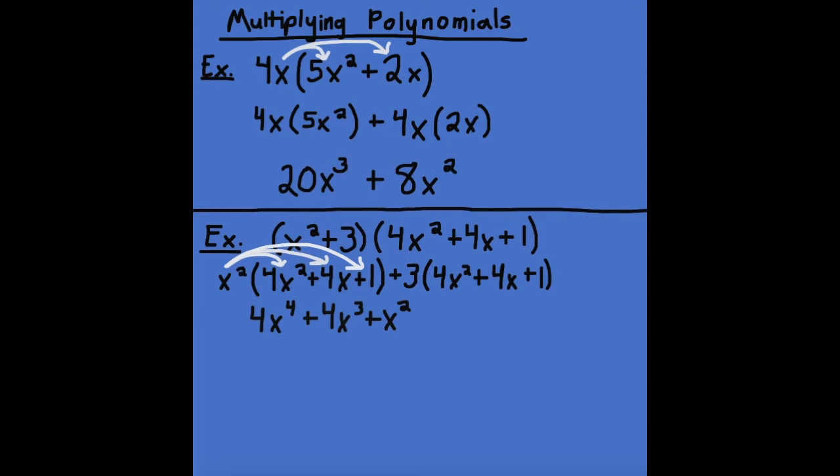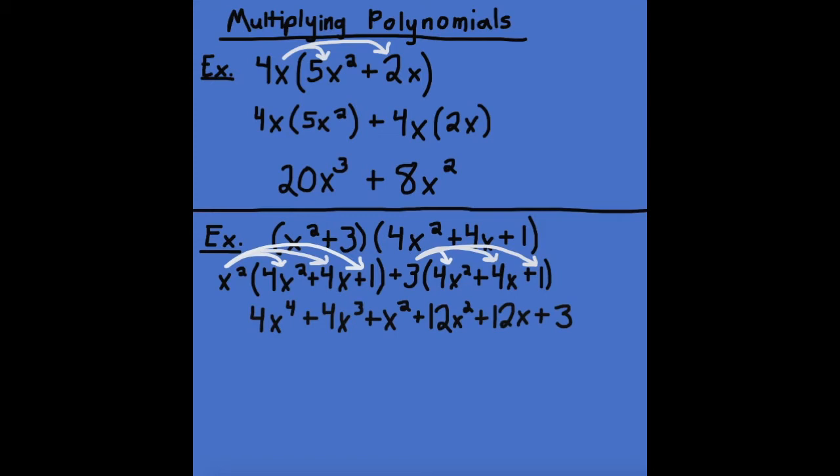We want to multiply x squared by every term in the second polynomial. Since we already did that, we will look at 3 now. We will multiply 3 times 4x squared, which equals 12x to the 2nd power. Then, we will multiply 3 times 4x, which equals 12x. Then, we will multiply 3 times 1, which equals 3. Now, we are going to add this polynomial. If you are not sure how to add the polynomial, please watch the video on adding and subtracting polynomials, which is linked down below in this video.